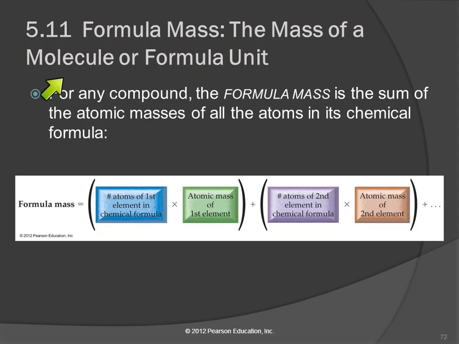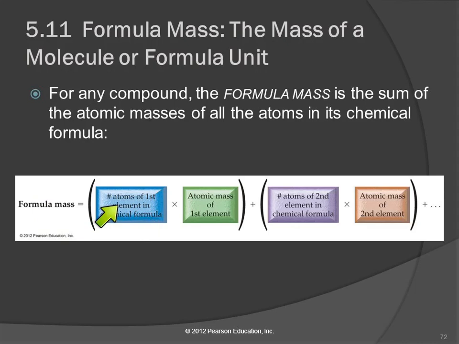So the molecular compounds, the ones that we use the prefixes with, the two nonmetals, those form molecules. And the acids form molecules. Ionic compounds do not form molecules, and so we talk about them in terms of a formula unit. The formula mass is just the sum of the atomic masses for all the atoms in the chemical formula.